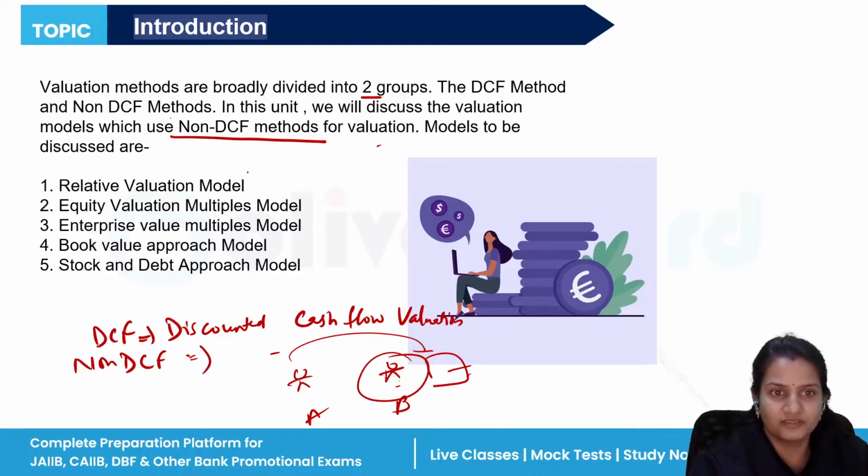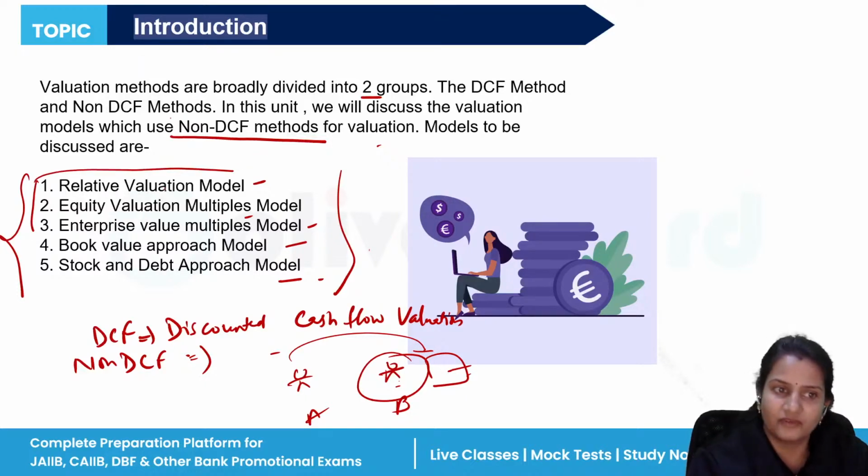And what are the models? The relative equity valuation multiples model, enterprise value multiples model, book value approach model, and stock and debt approach model. We have to cover all these models in this particular unit. In today's session we will cover the first three, because it is not possible to cover all the models in half an hour. So we will go through the relative equity valuation and enterprise value multiples model.